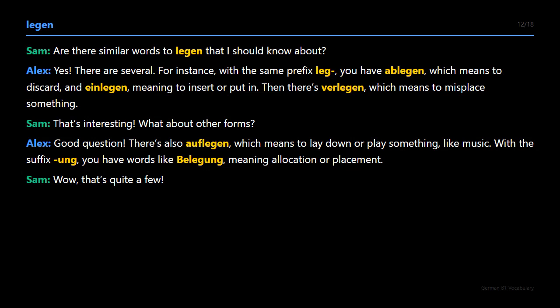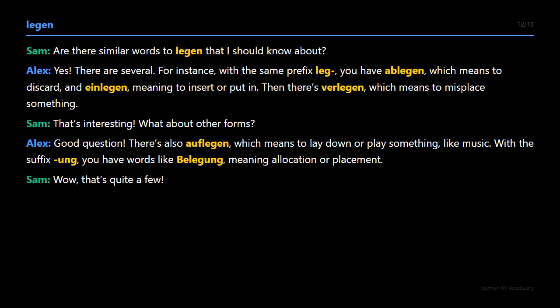That's interesting. What about other forms? Good question. There's also auflegen, which means to lay down or play something, like music. With the suffix ung, you have words like Belegung, meaning allocation or placement. Wow, that's quite a few.